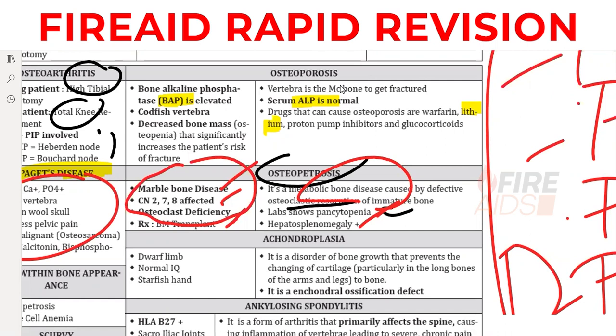So I want you to remember CM278. This should be the mnemonic for osteopetrosis. C stands for clast deficiency, osteoclast deficiency. M stands for either metabolic bone disease or marble bone disease. 278 stands for cranial nerves. CM278.